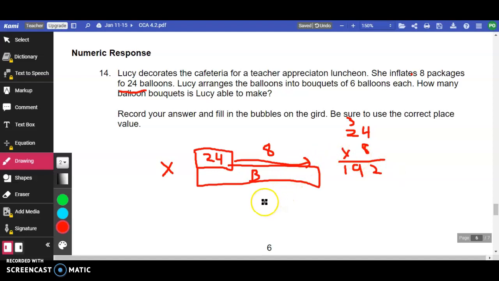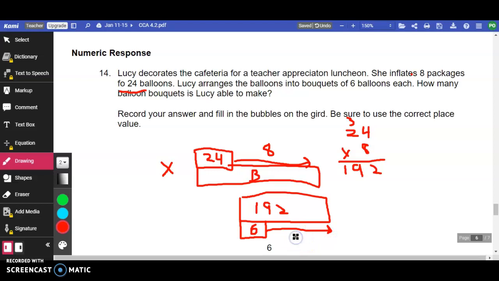We are now going to take all these balloons, right? We have 192 balloons. What do we do with them? We are putting them into bouquets, right? Into groups of 6 balloons each. Okay, so that means I'm going to make them into a group of 6. The question is, how many of these will there be?